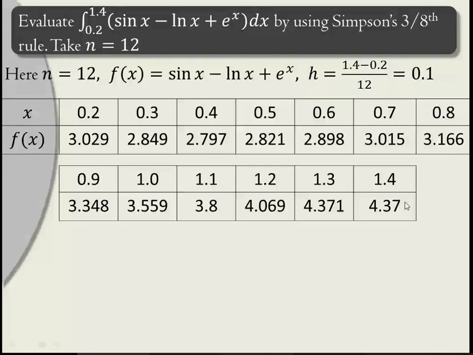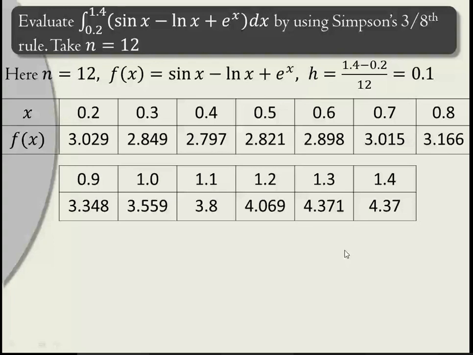Put this x into this function. Sine of 0.2 minus log of 0.2 plus e raised to 0.2. That gives us this term. Do the same thing for 0.3. Put x equal to 0.3 into this and get the values. Okay. On a calculator, you can set a function, and by using the calculate button, putting in a variable x, you can easily find the rest of the terms. Okay. Now after getting a table, use the formula of Simpson's 3/8 rule.